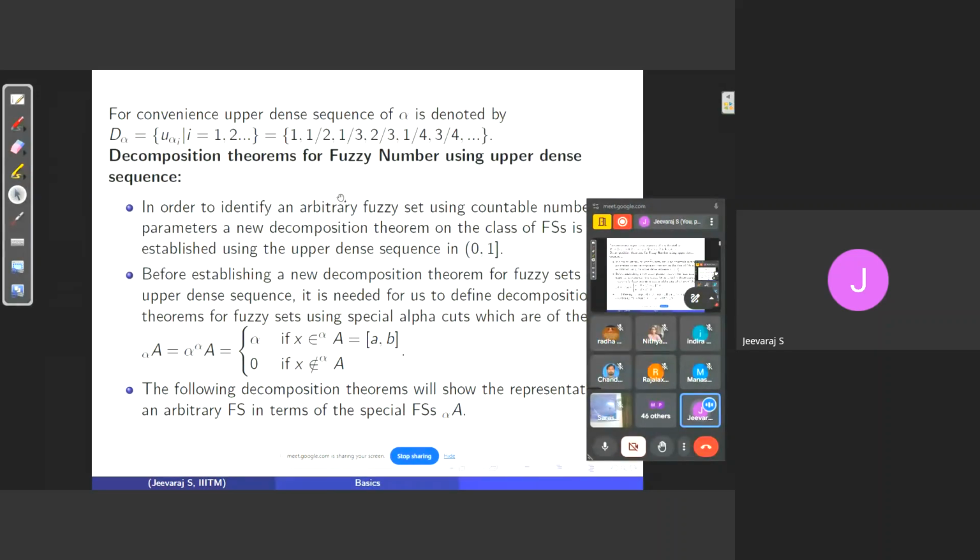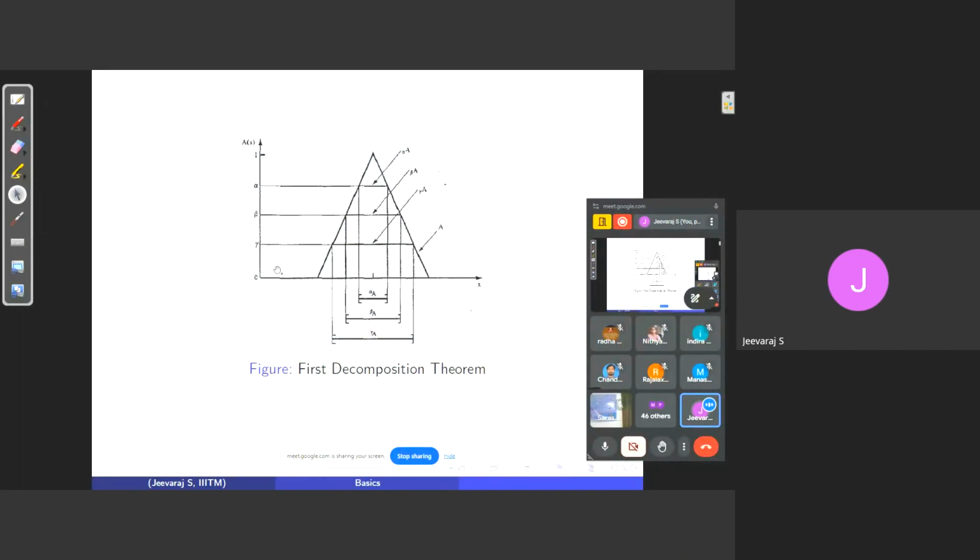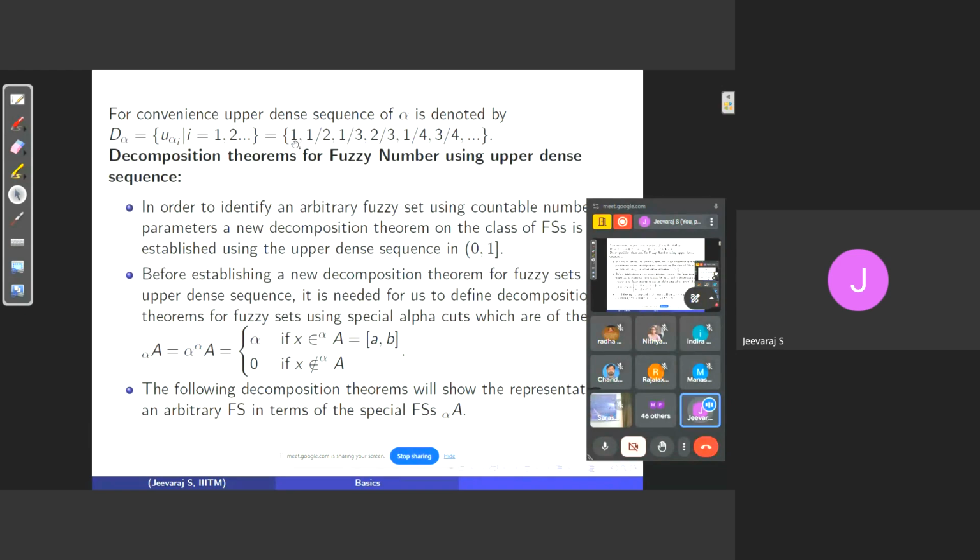Upper density. So what is the idea behind it? I'm not considering all the infinite number of terms. I'm going to consider the number 1 and the next number is 1 by 2. I'm not at all considering any values in between 1 and 1 by 2. If you consider this example, the first element in the sequence is basically 1. The next element is basically 1 by 2.